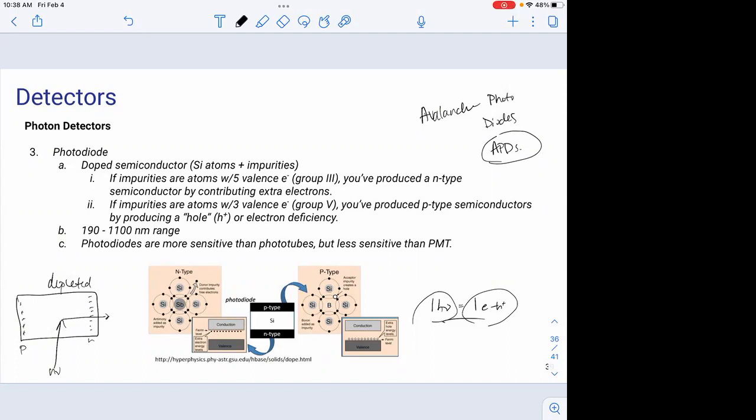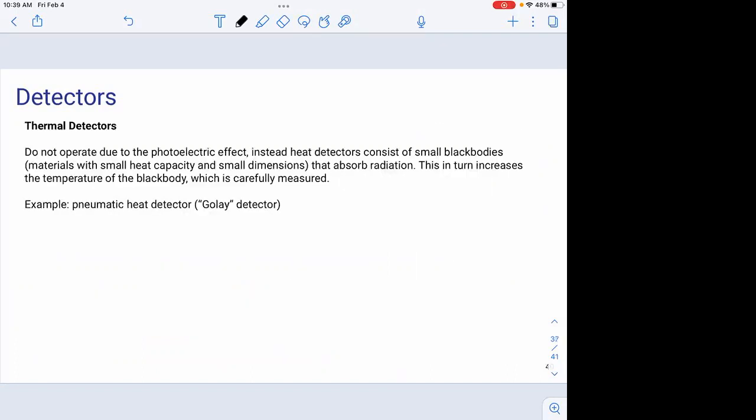Okay, I want to talk about one thermal detector that's common in IR instruments, and that is a Golay detector. And so these thermal detectors don't operate off of the photoelectric effect. Instead, heat detectors consist of small black bodies, right? Remember, a black body is something that absorbs all of the radiation that's incident upon it, but is at thermal equilibrium with its surroundings.